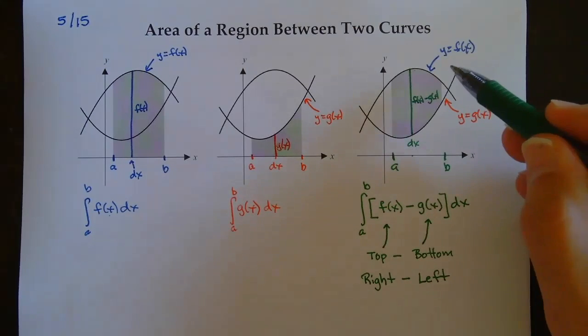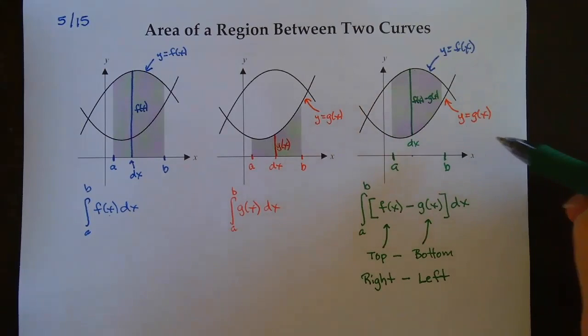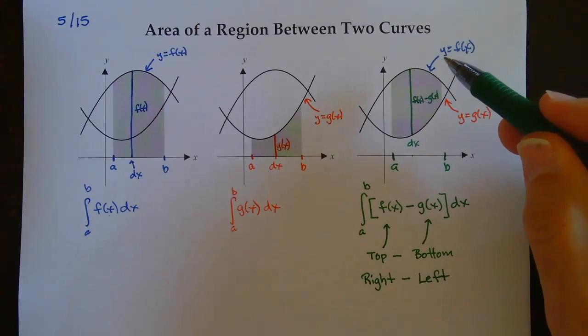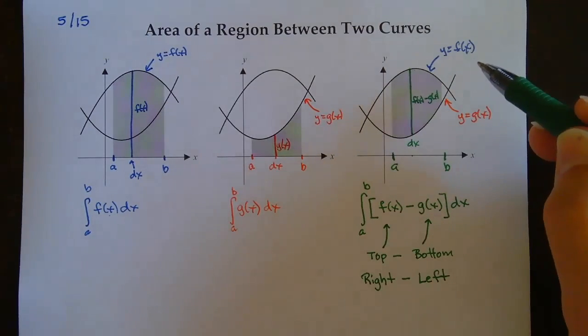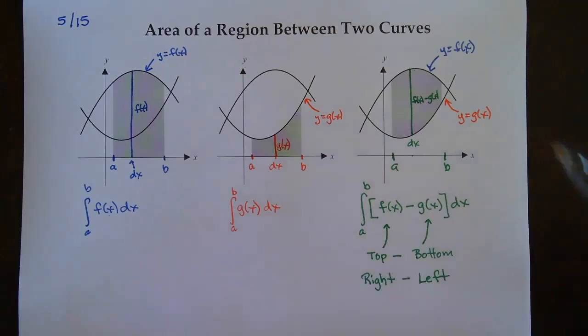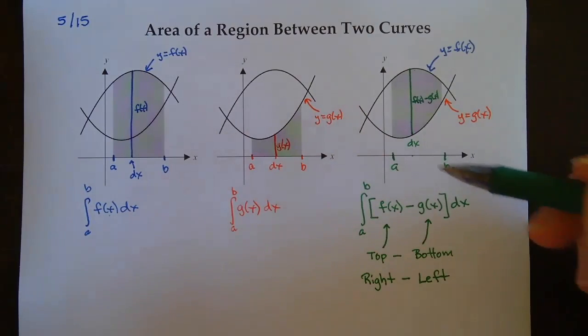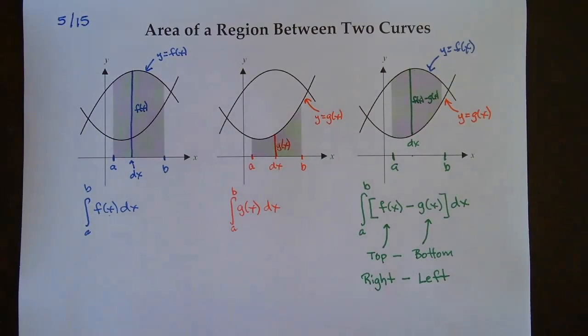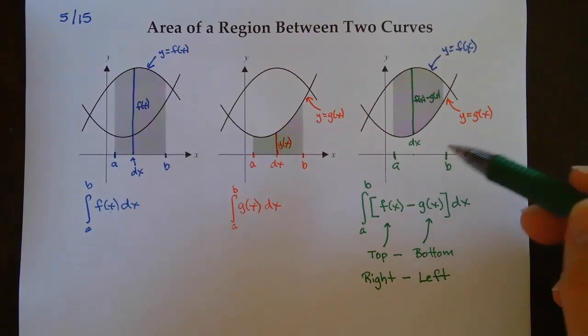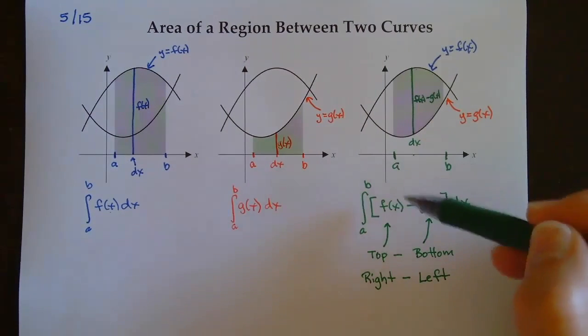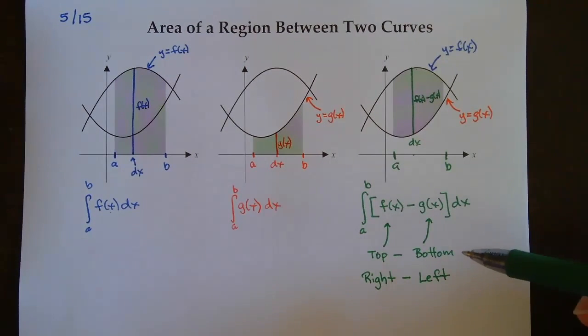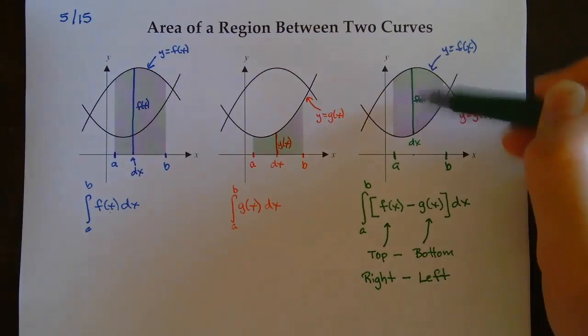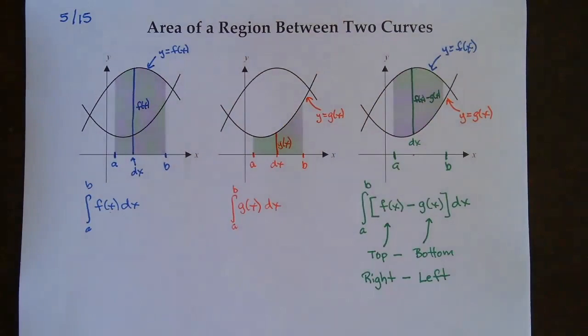And our functions wouldn't be y equals f of x and y equals g of x, they would actually be x equals f of y and x equals g of y. The y would have to be the input, and then we get out an x. So really it's about integrating from start to stop, and top minus bottom, because that will guarantee that we have a positive value for the length of those representative rectangles. All right, let's just go do some problems now.